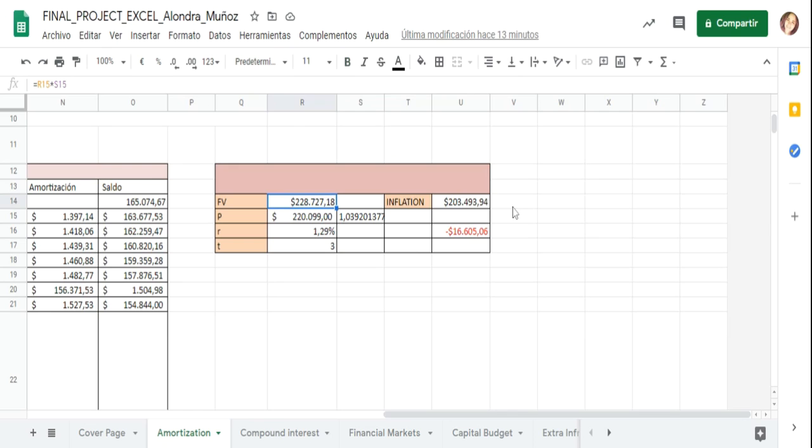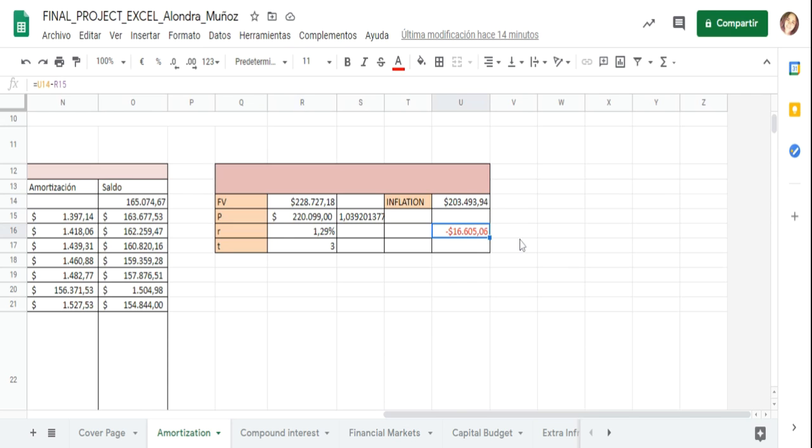And to get the inflation, it's easy. You need to take the future value and divide it by the inflation that we have in Mexico, that is 4%. In this case, it's 4% plus 1, and basically this is the inflation that has this amount.